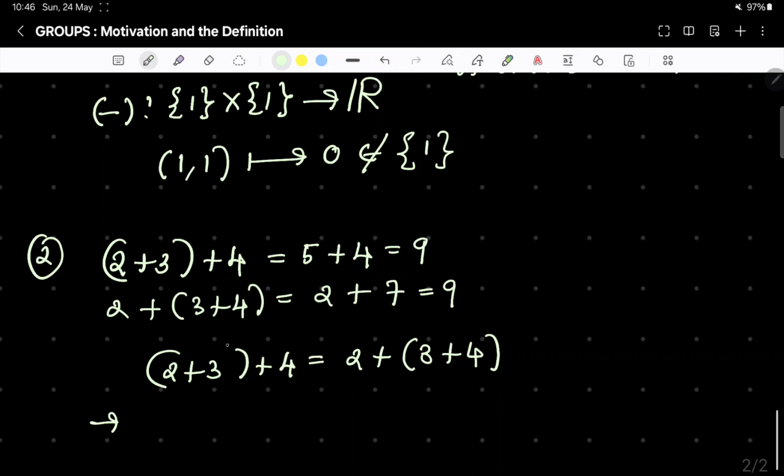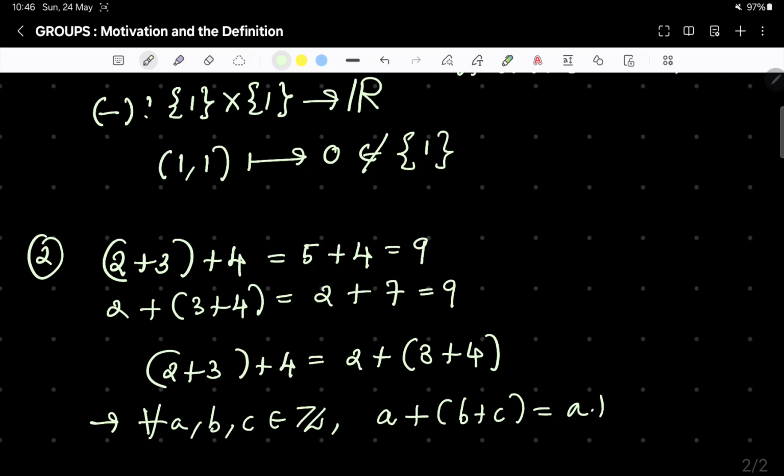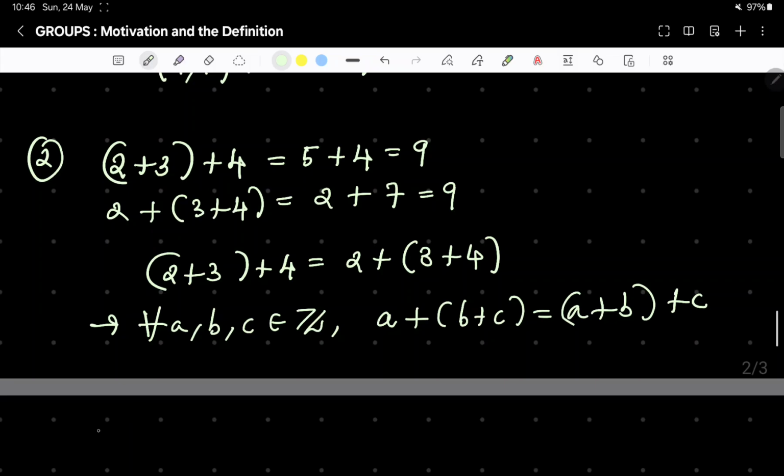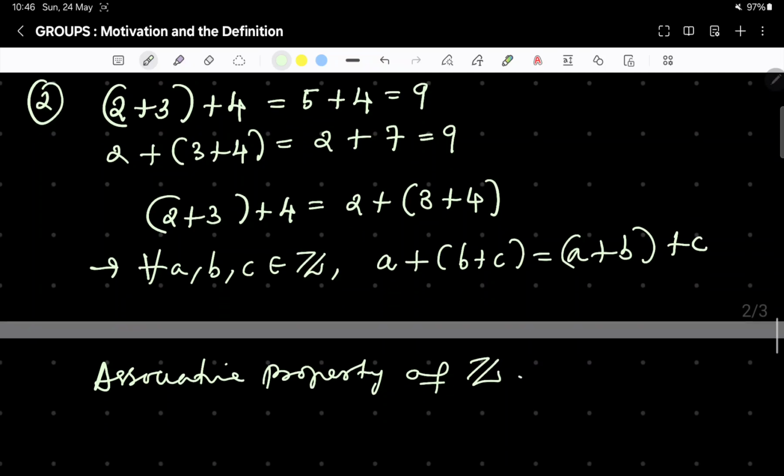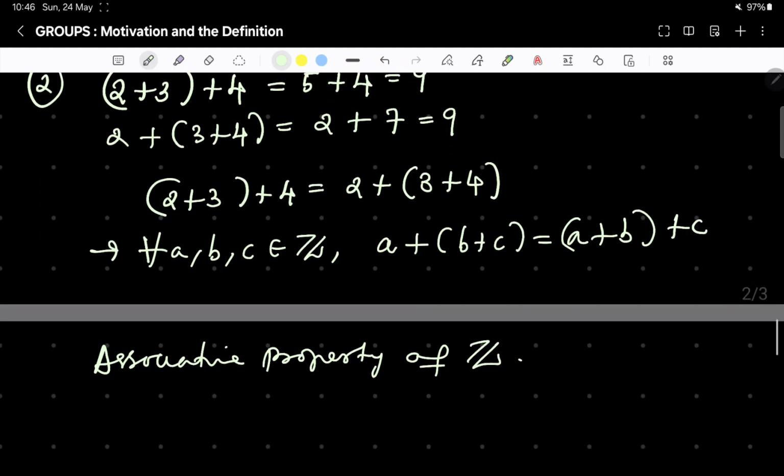So it is true that not only for 2, 3, 4, for any a, b, c in integers you can prove that (a plus b) plus c is equal to a plus (b plus c). So that means we call it the associative property of integers, property of Z. So we observe that property also. First we observe the closure property of addition inside integers. Second, we observe the associativity of addition in integers.